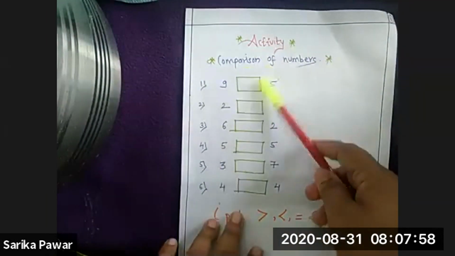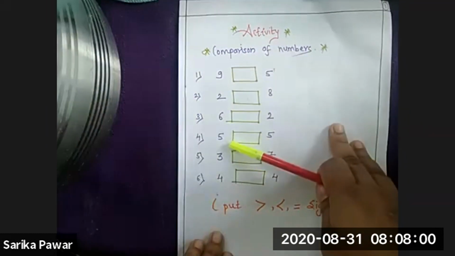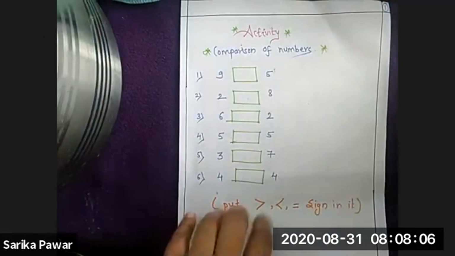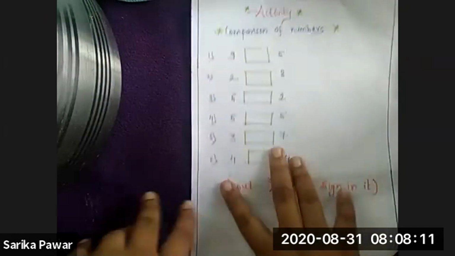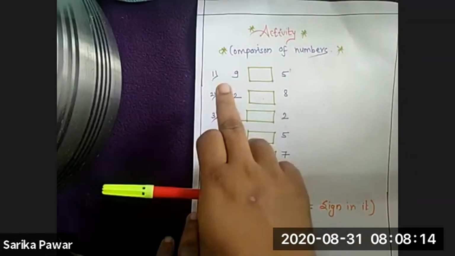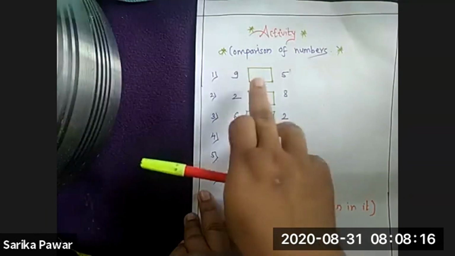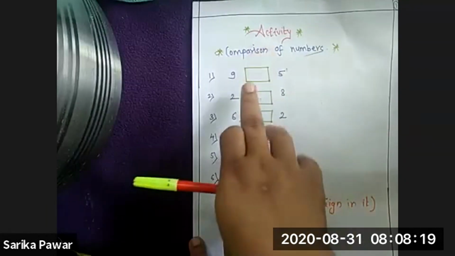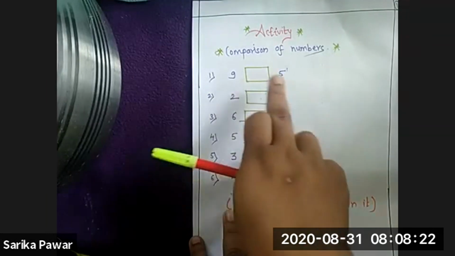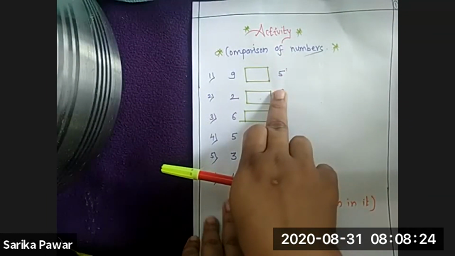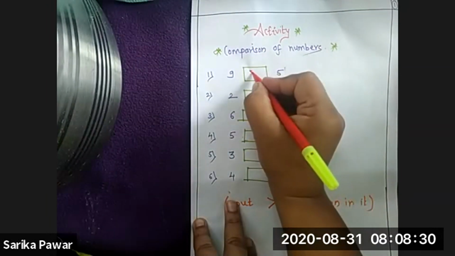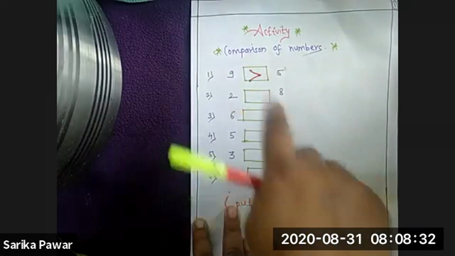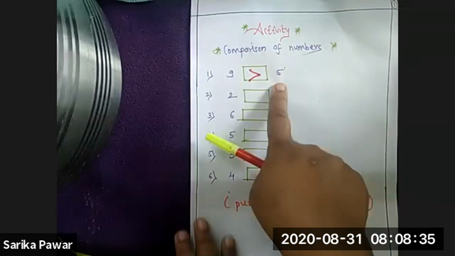So see here, some blank boxes are there. In those blank boxes, what we have to do? We have to put the signs greater than, smaller than, and equal to. See, first student, the first example is 9, blank box, and 5. Now tell me which number is greater and which is smaller. So here 9 is the greater number. So I will put the greater than sign over here. So 9 is greater than 5.